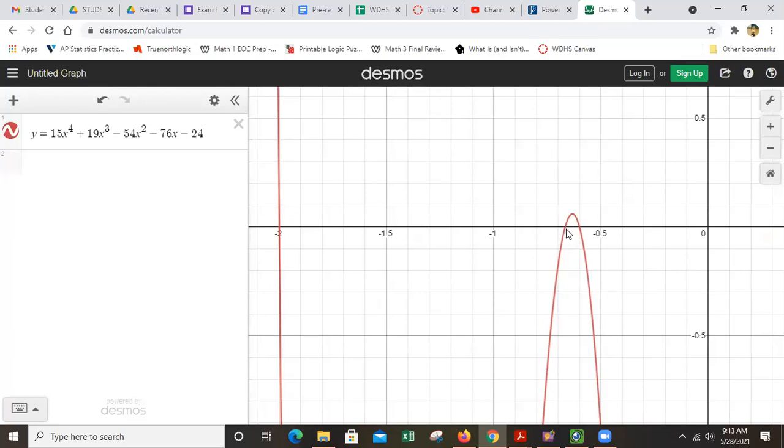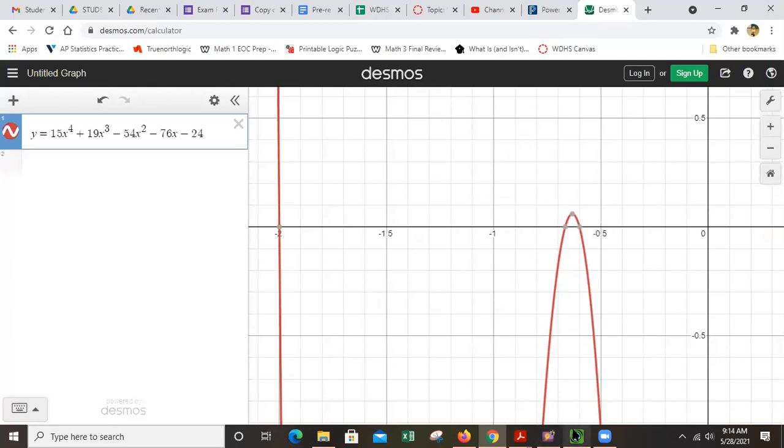And then we're going to look at these. And literally all you have to do is click on it. It gives you -0.67. So I'm going to write that down, -0.67, 6 repeating. And then this one is -0.6 with no repeats.